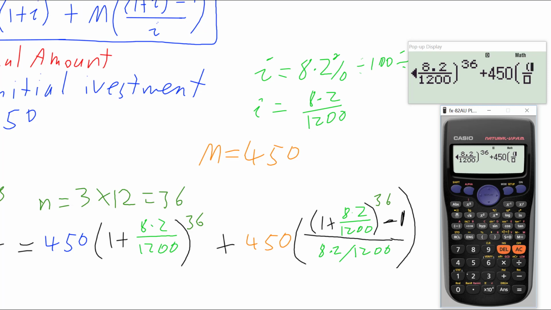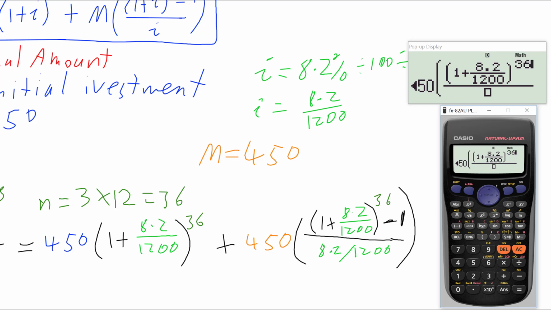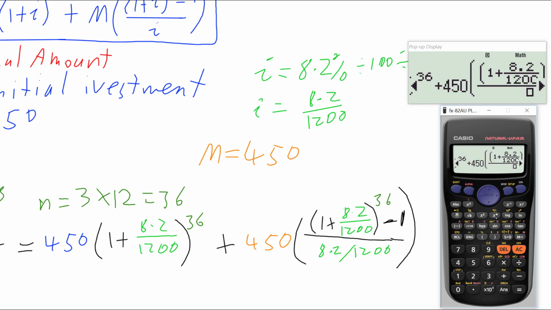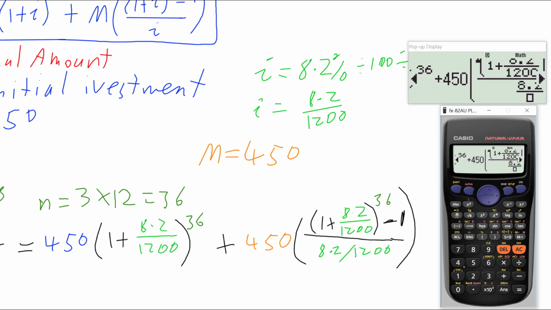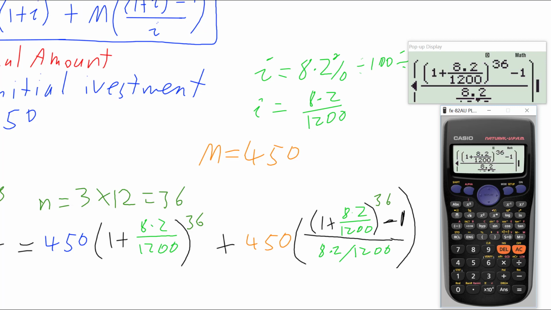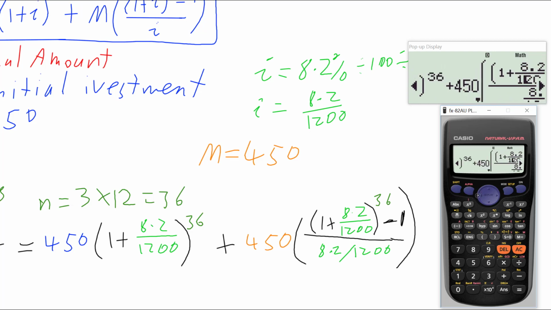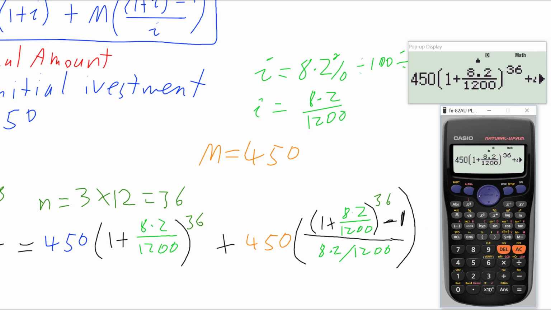I'm going to have bracket 1 plus 8.2 over 1200. Arrow outside of that fraction, close the bracket, to the power of 36. I've got to have the minus 1, but it's not in the power, so I've got to arrow out of the power, minus 1. And then I come down to our denominator, and we've got the fraction 8.2 over 1200 there. Arrow out of the fraction, arrow out of the fraction, close the bracket. If we skip through this, we can see that it more or less looks the same as what we've written, which is a nice thing about modern new scientific calculators.